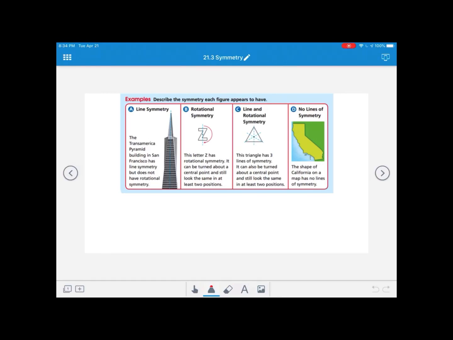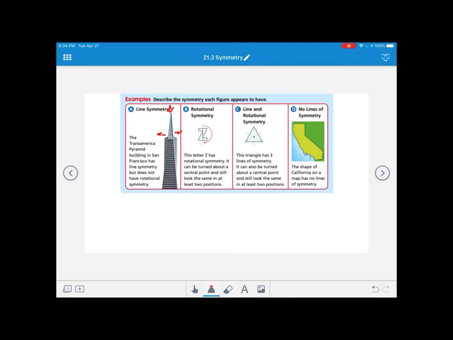And if you notice that blue line here at the top, if we were to split that building vertically in half, so that would be making it fold on a line. So that would be line symmetry. Do you notice it's the same on both sides of that line? All the way from the tippy top to the bottom, it's the same. So that means it has line symmetry.